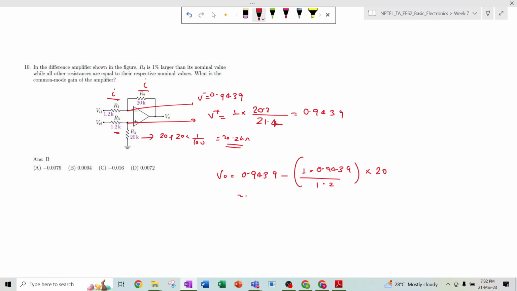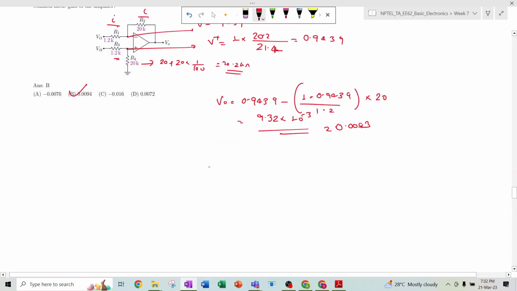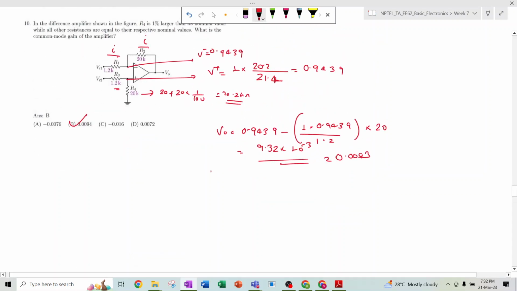So it will be 9.32 into 10 to the power minus 3, so it will be 0.0093. So yeah, the correct answer will be option B. Okay, so these are pretty much the same problem that we have discussed.